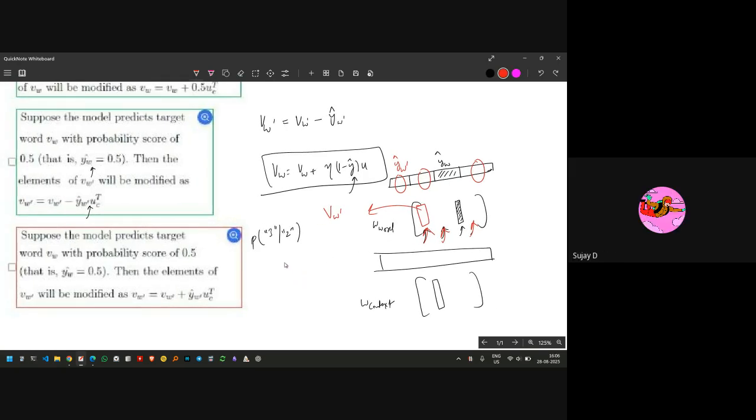And the update rule, after learning from this option only, is VW prime is equal to VW prime minus y hat W prime UC transpose. UC transpose, or transpose to match the dimension. That's it. UC will remain as it is. UC only. Okay, this thing I learned from here only. It was not mentioned in the slide.